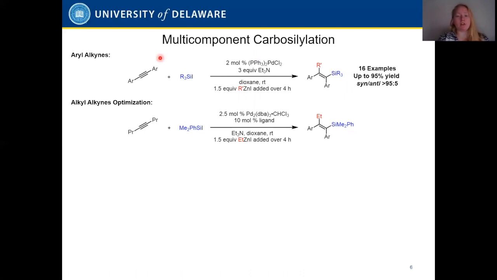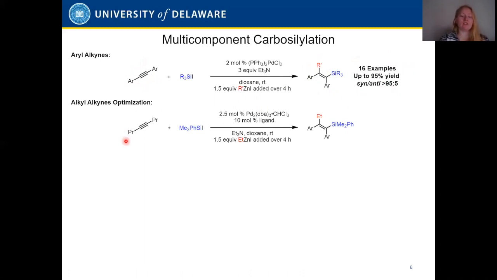So from there, I'm not going to show you the complete scope of what they saw. Please check out the paper if you're interested. But as a brief summary, with aryl substituted alkynes, under these conditions, they synthesized 16 examples of tetrasubstituted vinylsilanes, diversifying each position, each R group, and they were able to get up to 95% yield and excellent syn anti-selectivity.